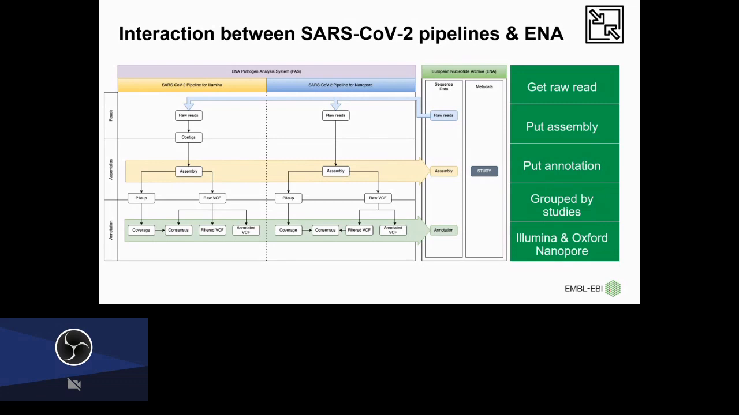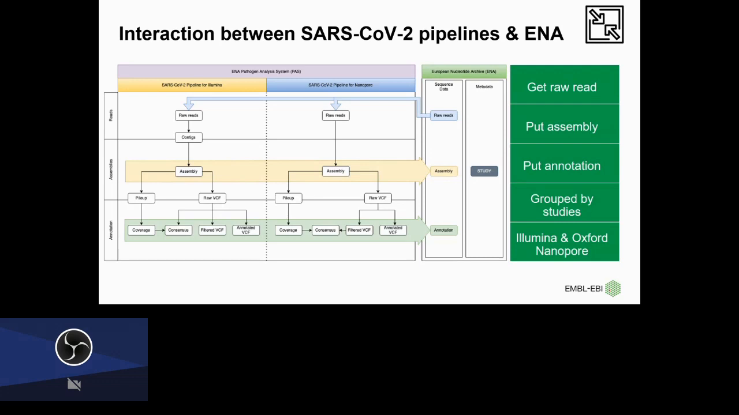Here are the two pipelines for this workflow. One is designed for the Illumina platform. The other one is designed for the Nanopore platform. Both of them retrieve the raw reads submitted by the community. There are about 200 community institutions in 150 countries that are submitting the raw sequence to us.